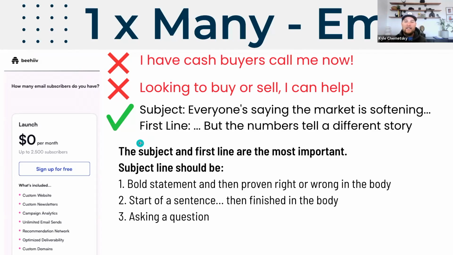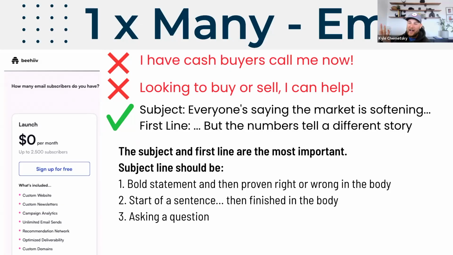And so your subject line and your first line are the most important factors in your emails actually getting read. They're actually the only thing that matters. The content of your body actually doesn't matter at all. It really just matters what your subject line is and the first sentence.